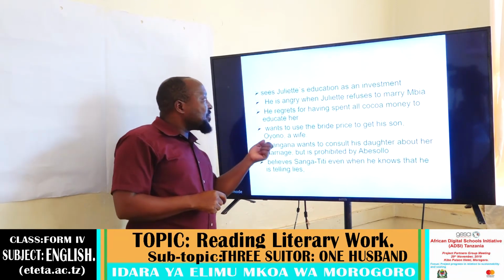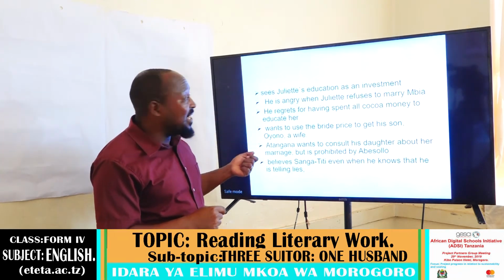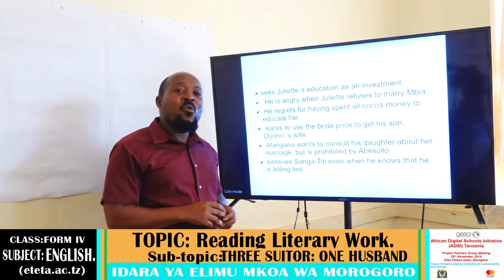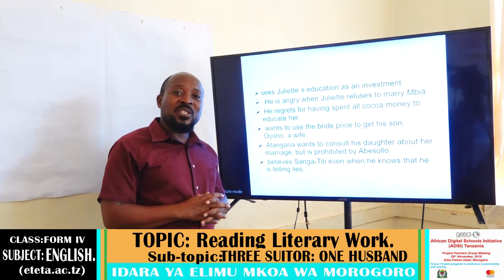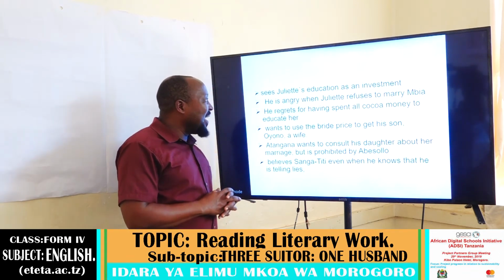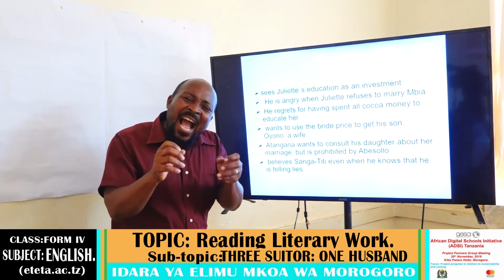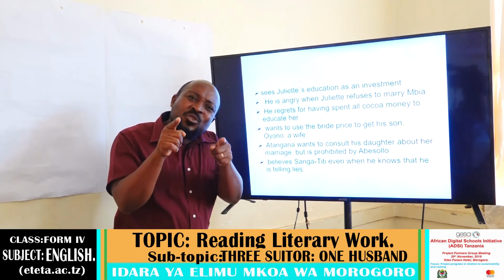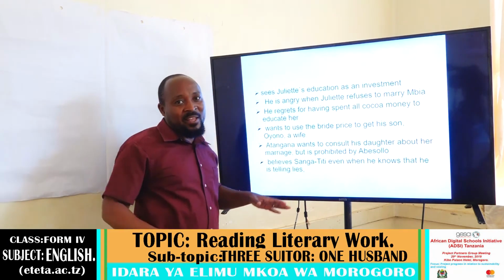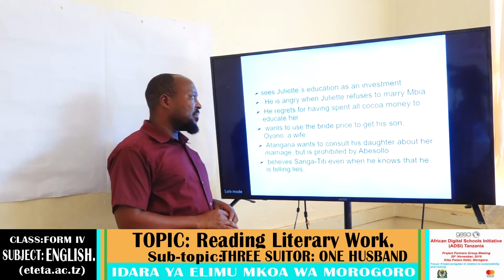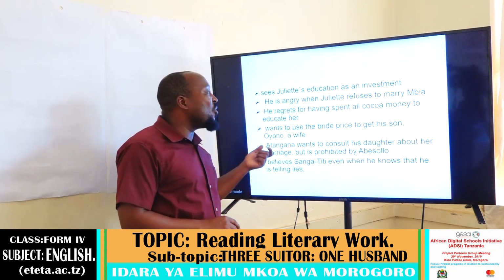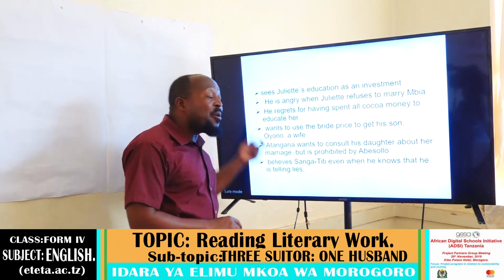And so Atangana says Juliet is an investment, and he is very angry when Juliet refuses to get married to Mbia. And he regrets having taken Juliet to school because now she is becoming a disgrace to the family. He wants to use the bride price to get his own son, Oyono, a wife.